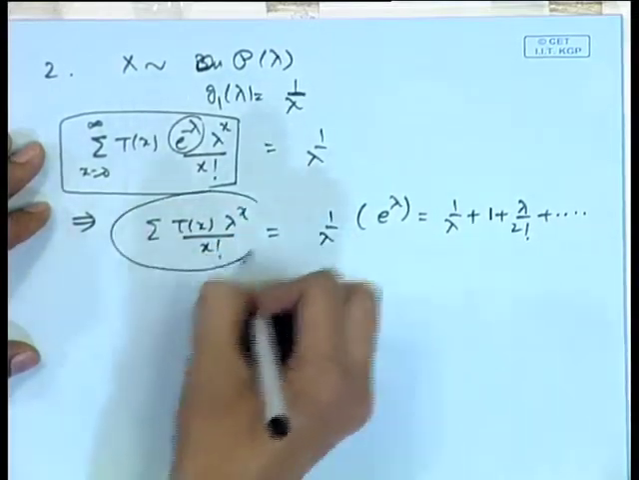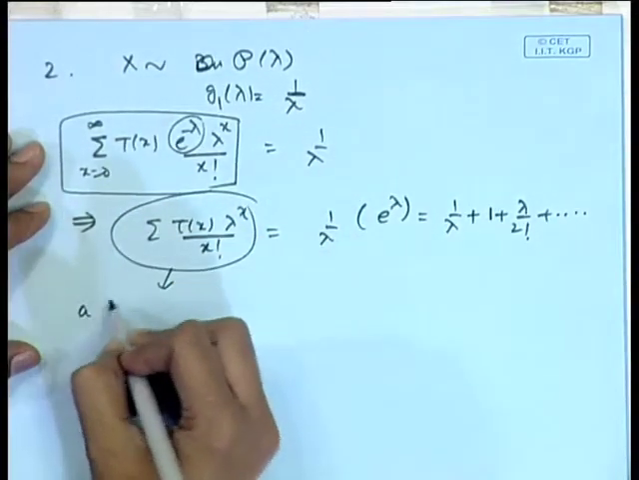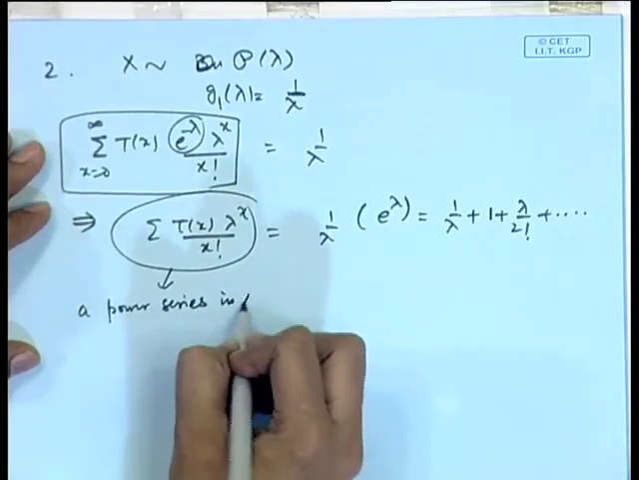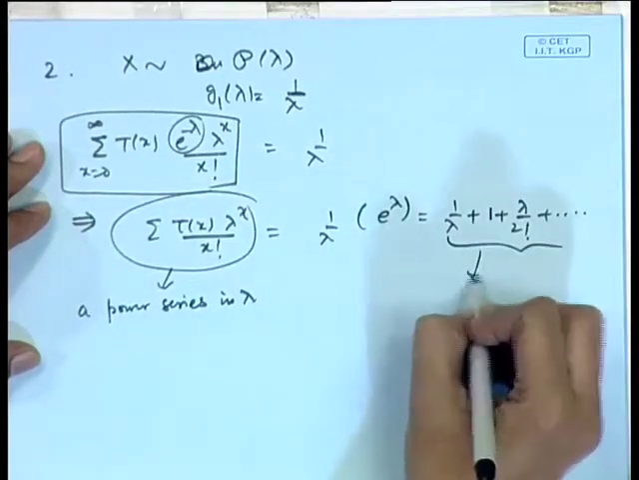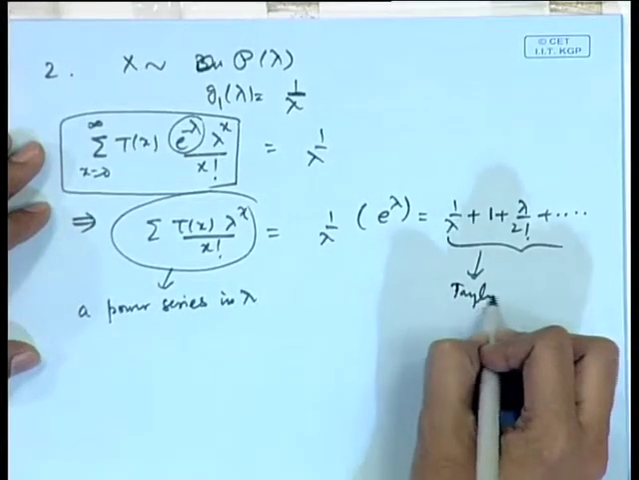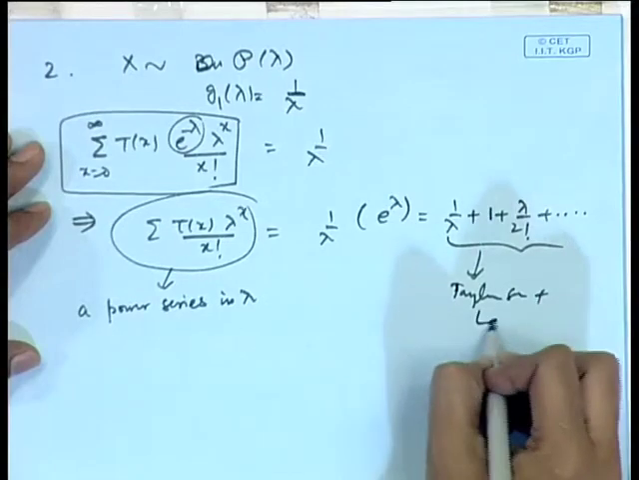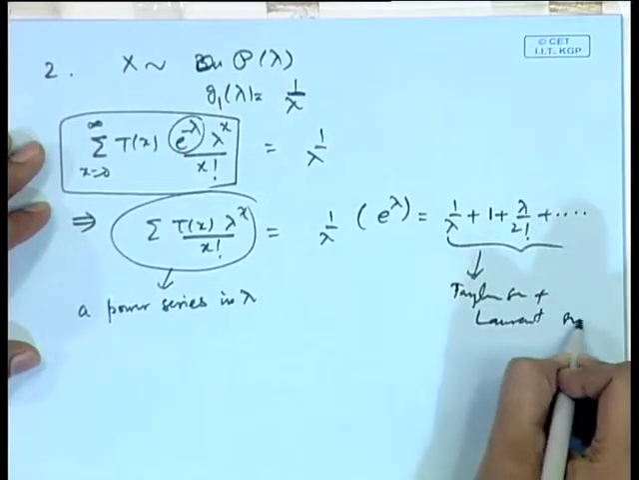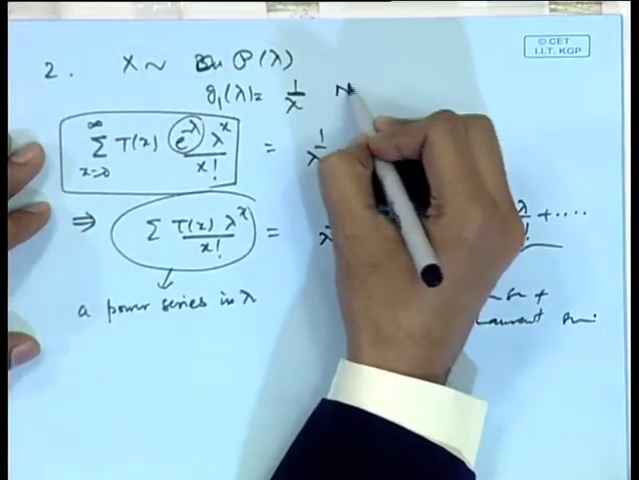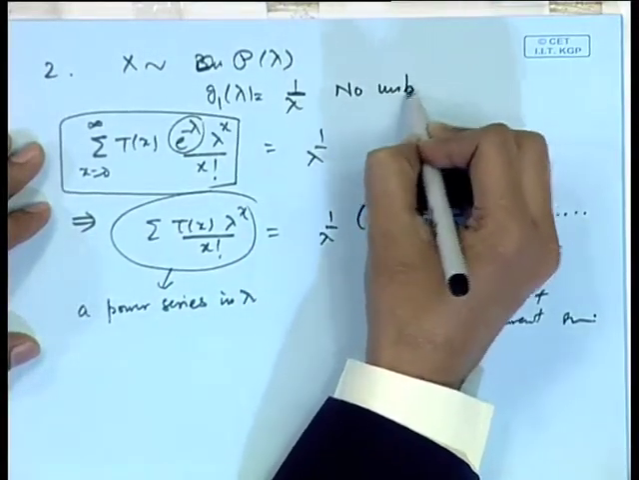Now, the left hand side is a power series in lambda, and the right hand side is a Taylor series plus Laurent series. So, they can never be equal. So, no unbiased estimate will exist.